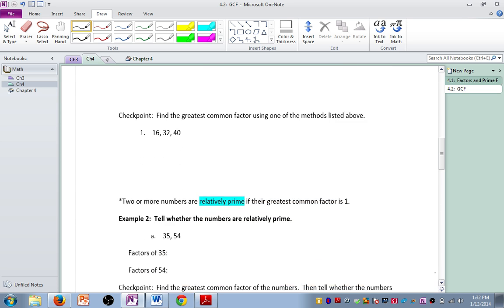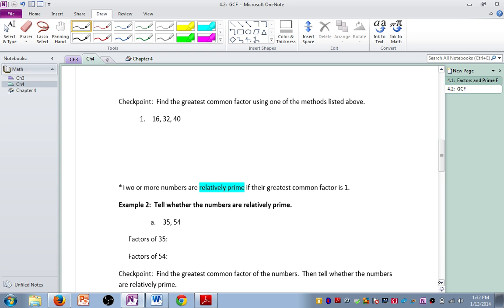Right now, I would like for you to find the greatest common factor using one of those methods that I just discussed with you to find the GCF of 16, 32, and 40. Press pause on the video while you're solving, and when you're done, press play to continue with the rest of the notes.